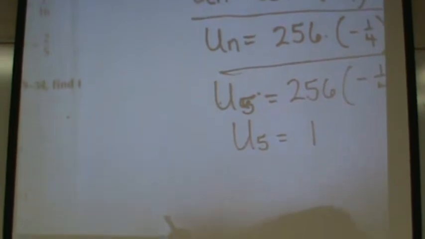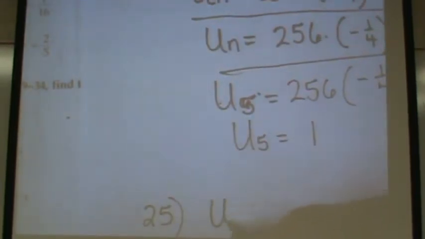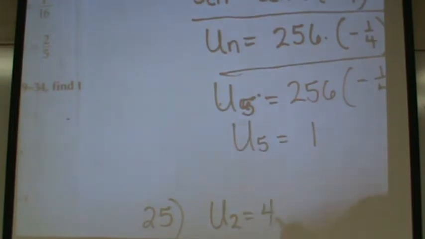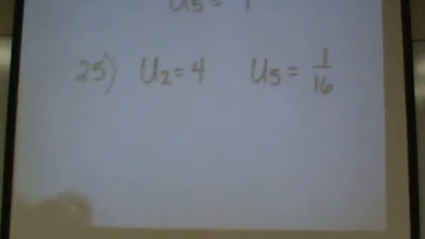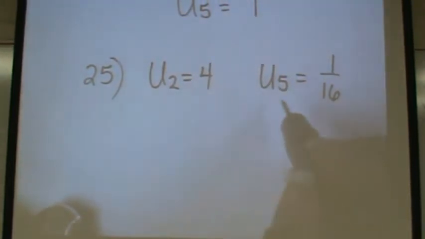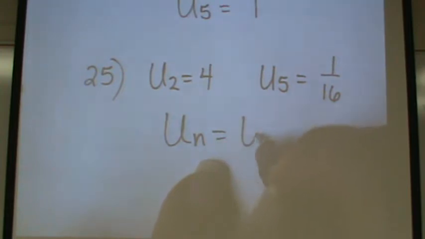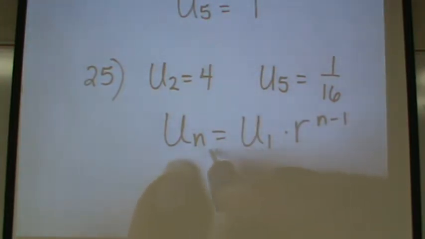25. Same thing, although this one, they give you the second term, which is 4, and the fifth term, which is 1 over 16. Now, in the notes, I explained what to look at when they don't give you two consecutive terms. U sub n is U sub 1 times R to the n minus 1 power. These two subscripts are subtracted. So we need the R value and we need U sub 1.